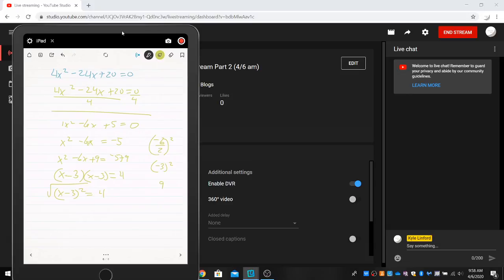And if I square root both sides, I end up with x minus 3 equals plus or minus 2. So adding 3 over, I get x equals 3 plus 2 or 3 minus 2. Well, 3 plus 2 is going to be a 5, and 3 minus 2 is a 1. So here we go. We, in fact, get the exact same solution as before. We just did it by completing the square.